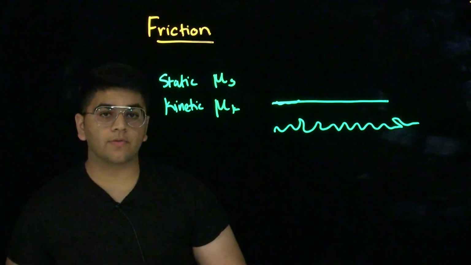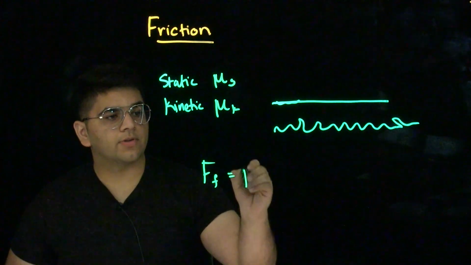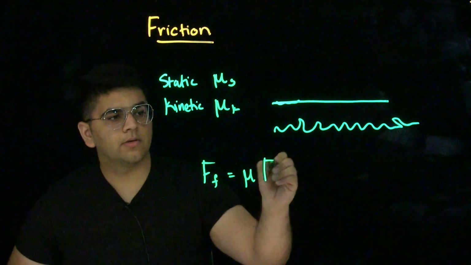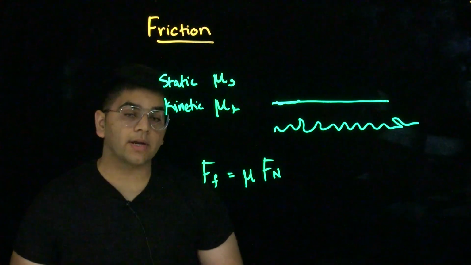The general formula for the force of friction is the coefficient of friction times the normal force exerted by the body. Let's look at an example.